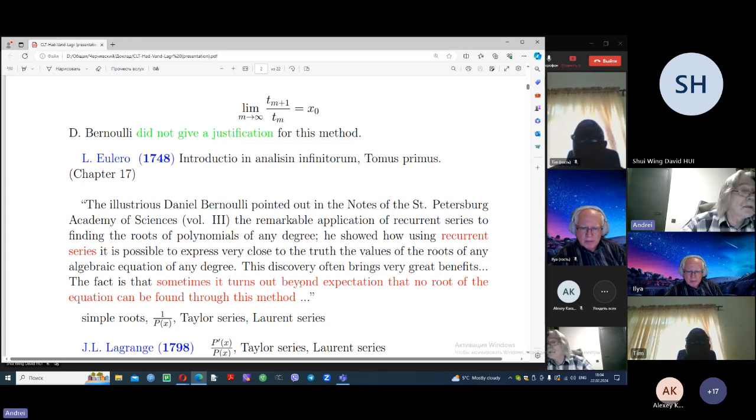And he also found out by examples, simply by examples, that sometimes, beyond expectation, no root of the equation can be found through this method. So not always is this limit equal to the largest root of the polynomial.